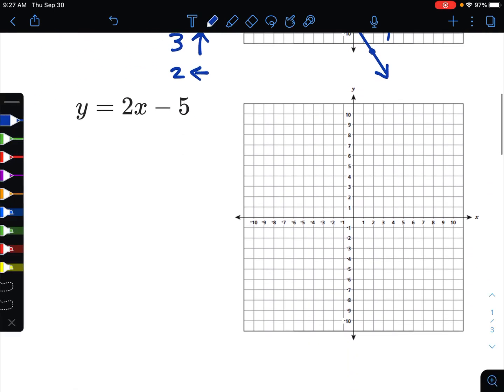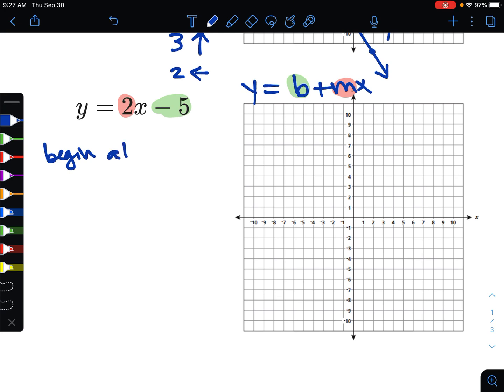So for this one, it's very similar. It's just in a little bit different order. So instead of b plus mx form, it's actually written mx plus b. It's got the slope first. And again, we can tell the slope comes first because that's the number in front of x. So that's the slope. And then our y-intercept is negative 5. That's the b value. So we're going to begin our graph at the b value.